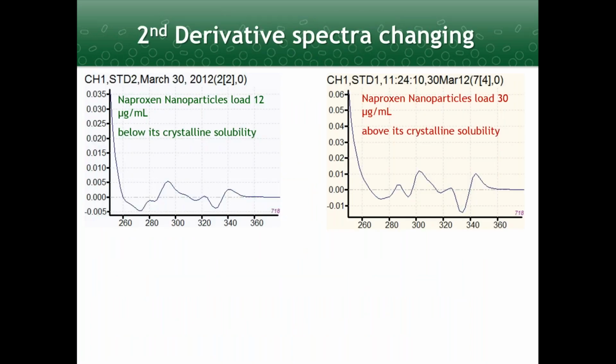Let's step back a little bit and ask the question: how can analysts recognize the appearance of an additional absorbent component? On the left plot, we see the second derivative spectrum of the compound naproxen, which is fully dissolved in the solution. It was introduced in the solution as nanoparticles, but because the load was below its crystalline solubility, everything was dissolved.